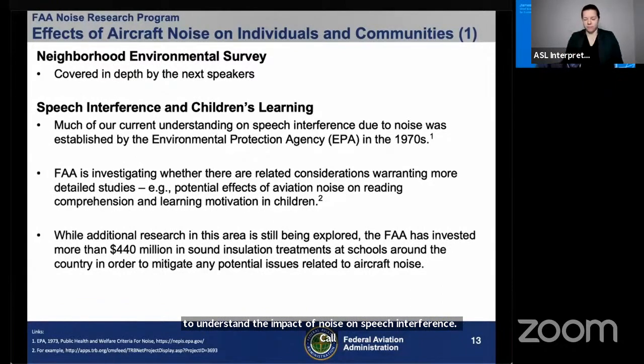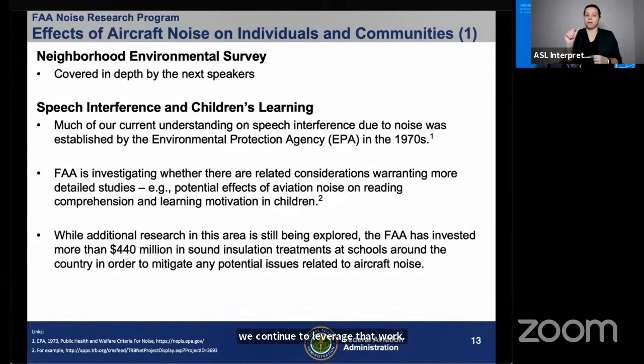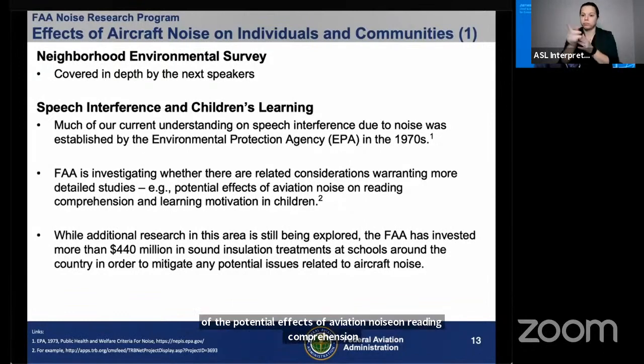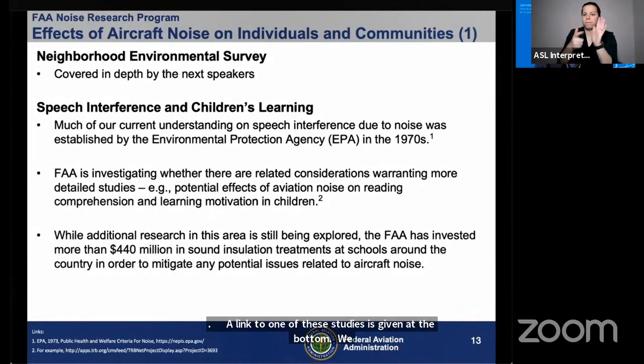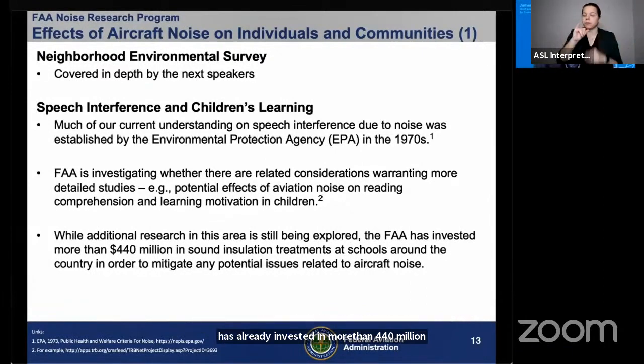Building on that area, we in the FAA have been working with the National Academies through the Airport Cooperative Research Program to investigate whether there are concerns or considerations warranting more detailed studies in terms of the potential effects of aviation noise on reading comprehension and learning motivation in children. A link to one of these studies is given at the bottom. And we continue to think about what additional follow-on work could be of use. Need to note, while additional research in this area is still being explored, the FAA has already invested more than $440 million in sound insulation treatments at schools around the country in order to mitigate any potential issues relating to aircraft noise.